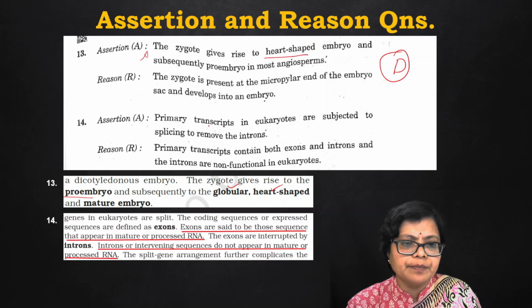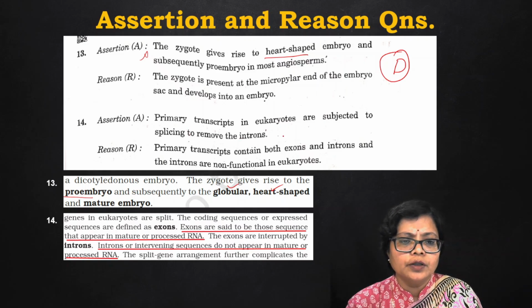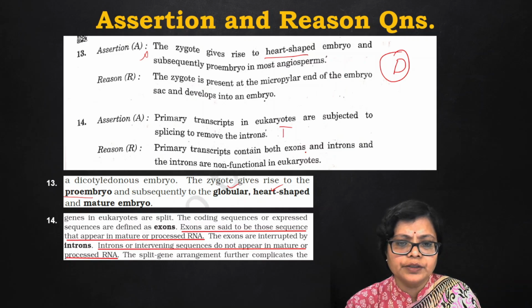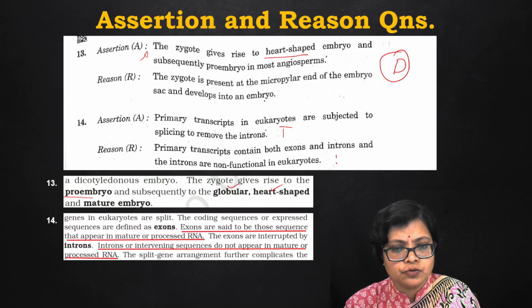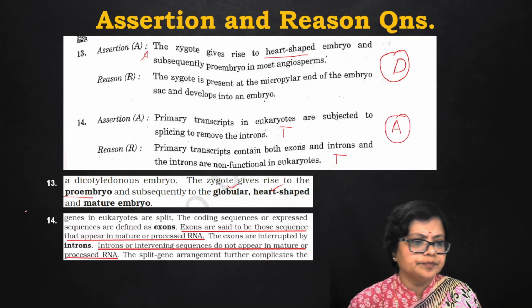Now the next one, primary transcripts in eukaryotes are subjected to splicing to remove the introns. It is true. Primary transcripts contain both exon and introns, and the introns are non-functional in eukaryotes. It is also true, and the correct explanation. So the option will be A. Okay.